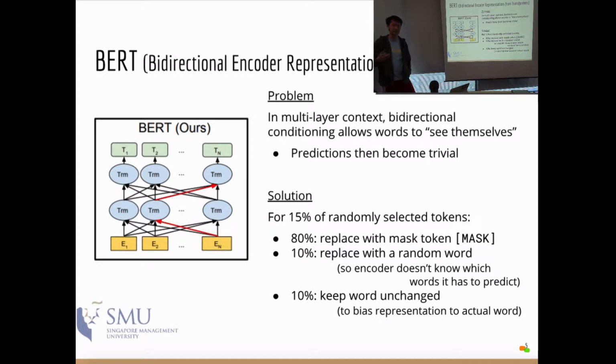10%, they will replace with a random word. So the model doesn't know, it also has to predict this word. This is just to make sure that the model tries to predict all words. And then for the other 10%, you keep the selected token unchanged to bias the representation output towards the actual word.